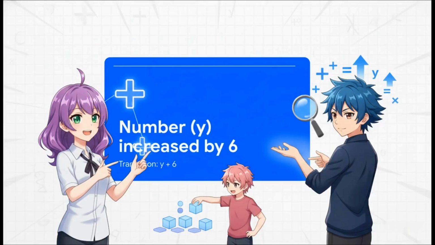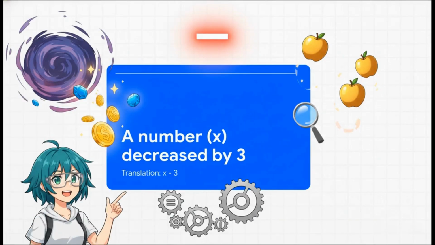Let's start with addition. When you see a phrase like, a number increased by 6, those words, increased by, that's your cue, it's your signal. It literally just means plus. So our unknown number, y, increased by 6 becomes, you guessed it, y plus 6. And hey, the same exact logic works for subtraction. You read a number decreased by 3, and that key phrase, decreased by, is a direct translation for the minus sign. So our number, x, decreased by 3 is just x minus 3.